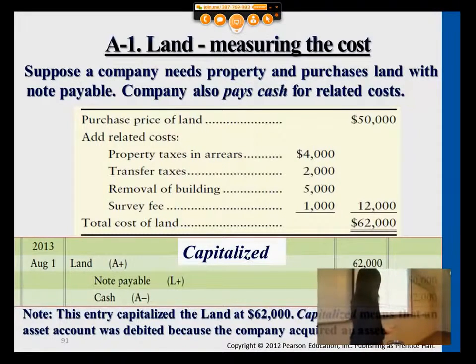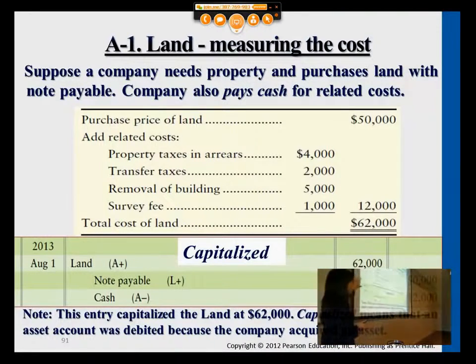So these are the categories under the land account. And as I mentioned, these are the necessary costs before the land can actually be used by the company.